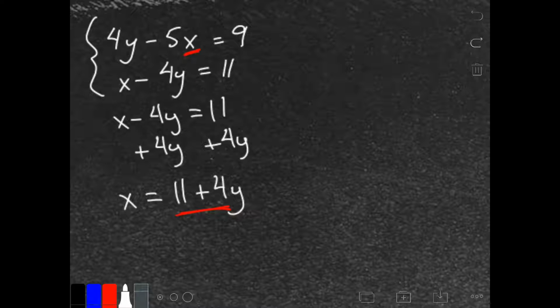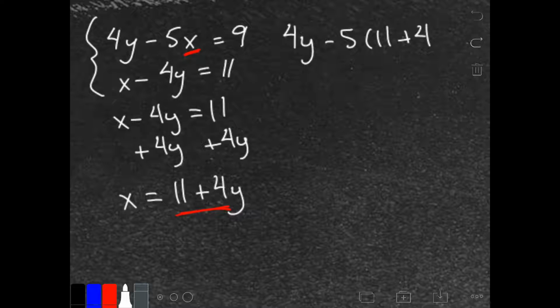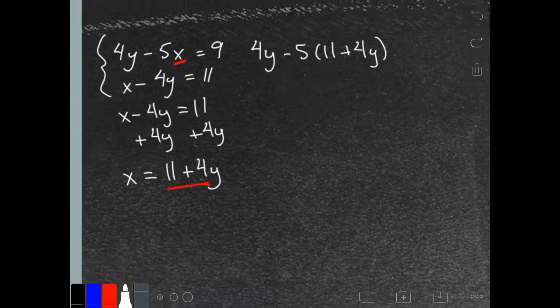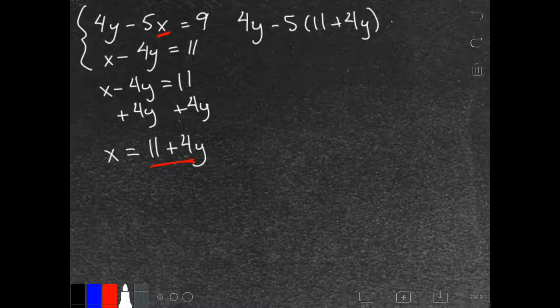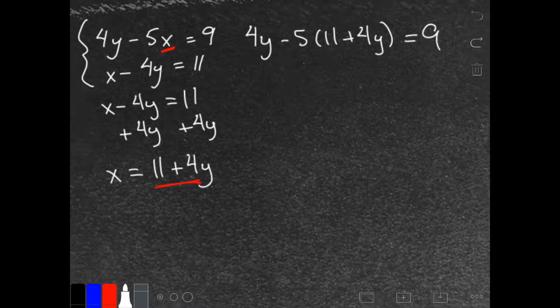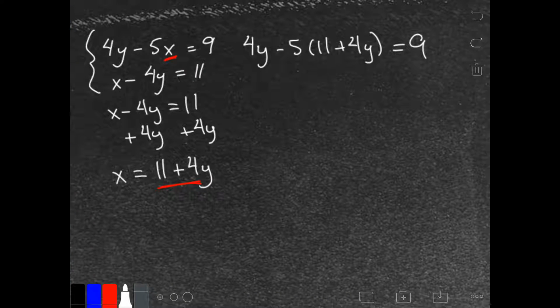So I'm going to rewrite the first equation, 4y, I haven't changed anything, minus 5 times x. Well, what is x? Well, we said x is 11 plus 4y. And that is equal to 9. So again, I don't have variables on opposite sides, so I don't have to collect them all to one side. But I am going to have to simplify this expression.